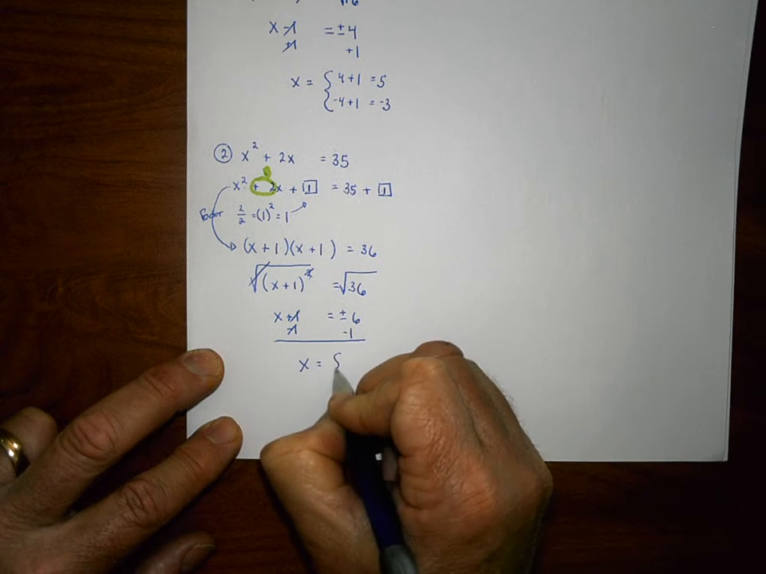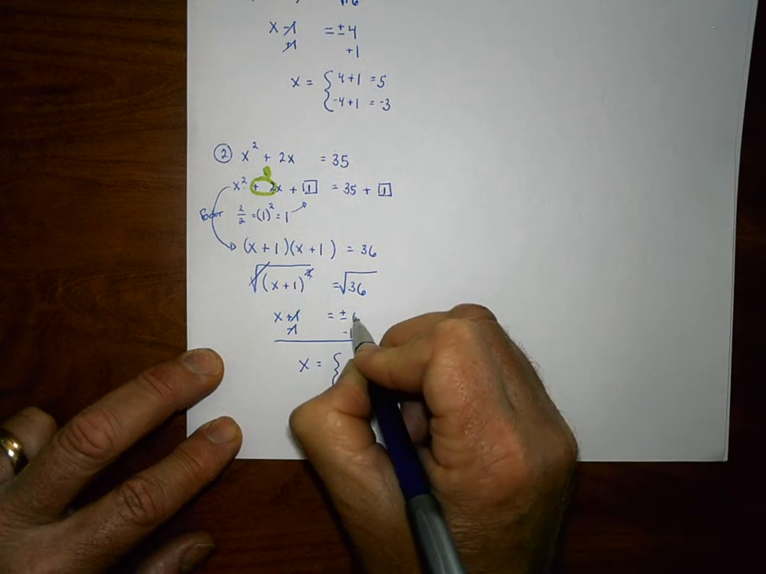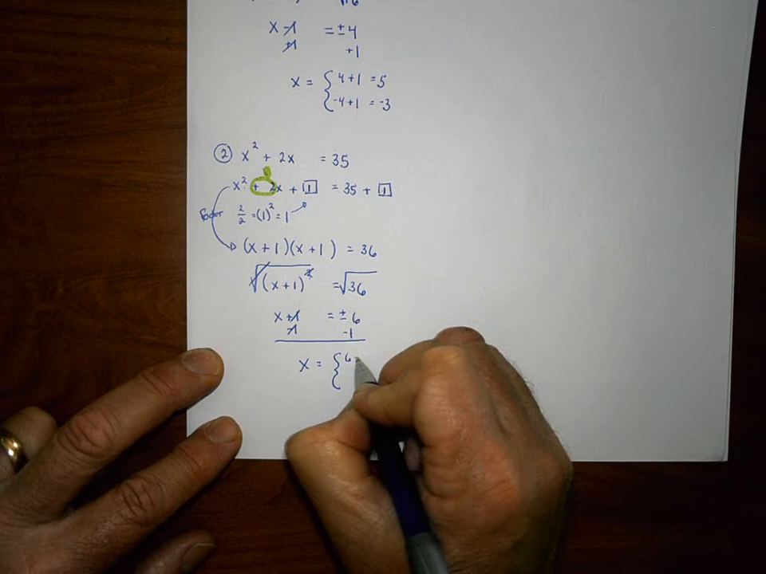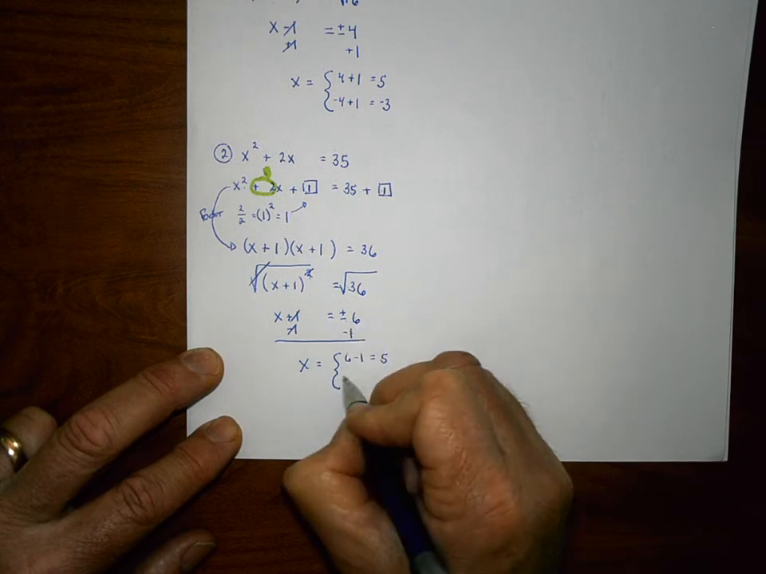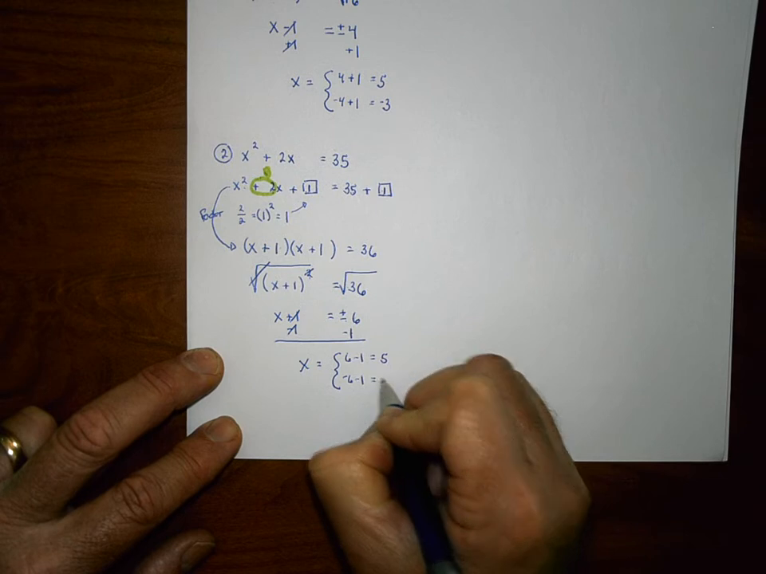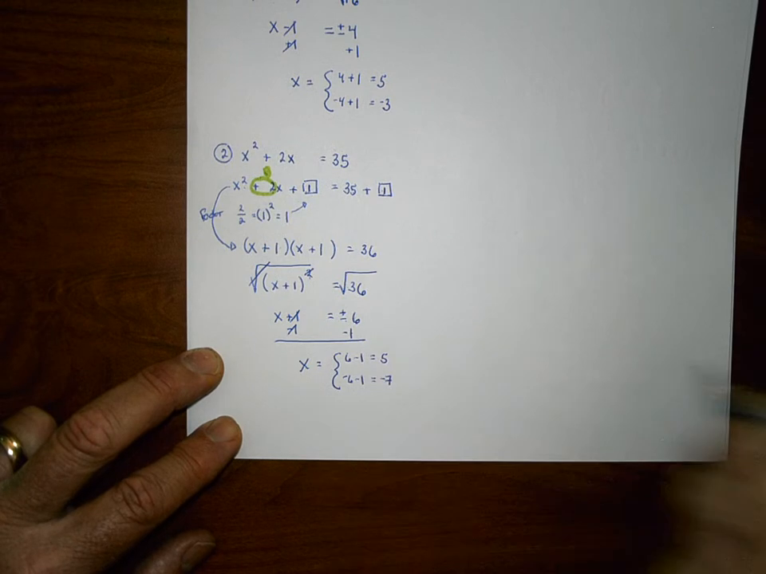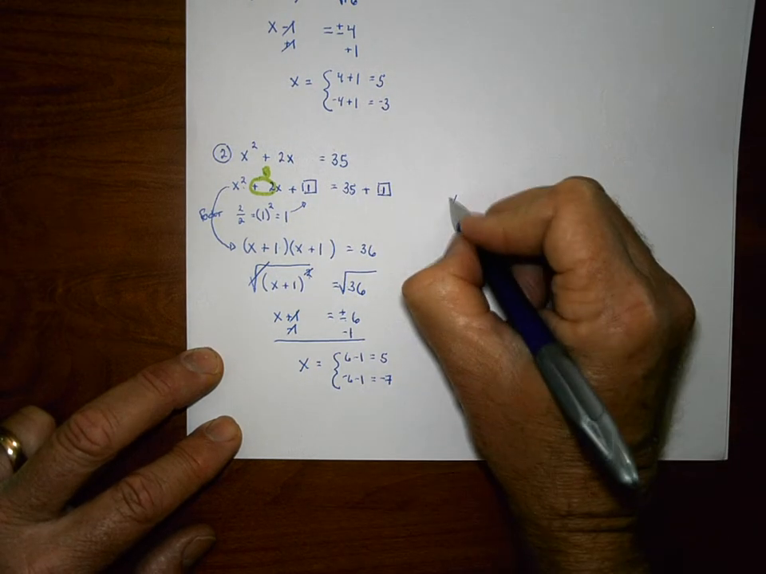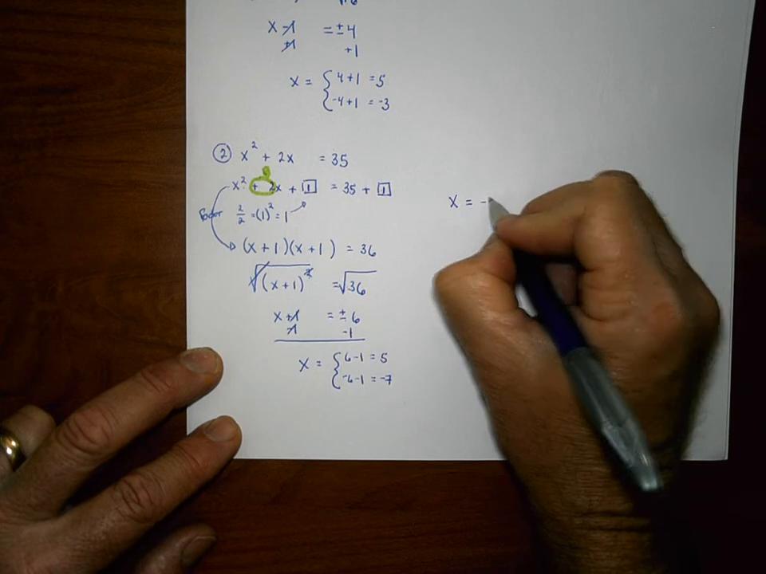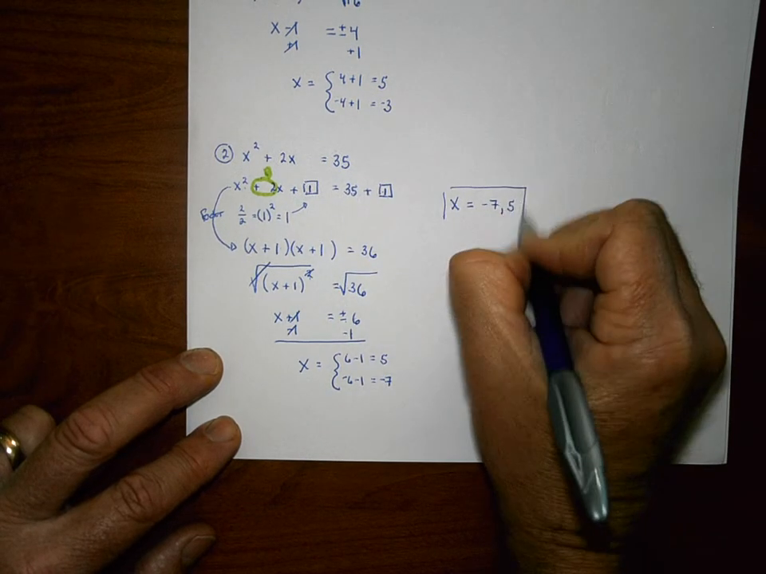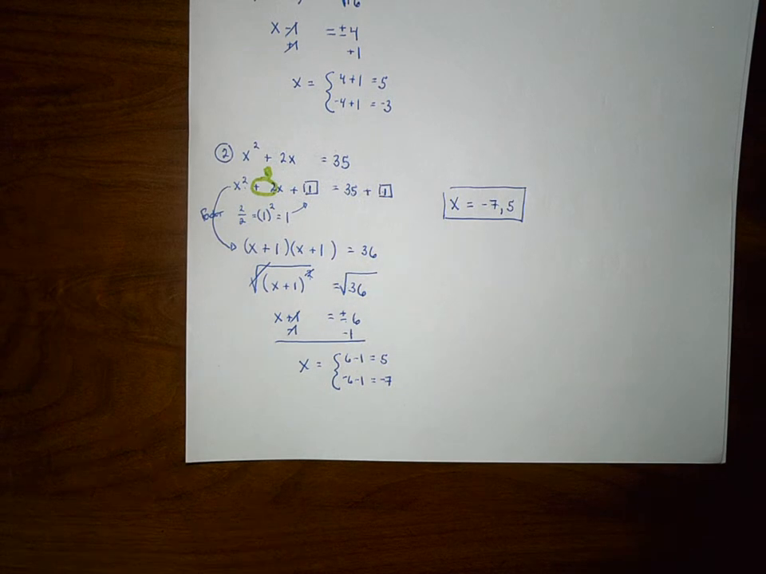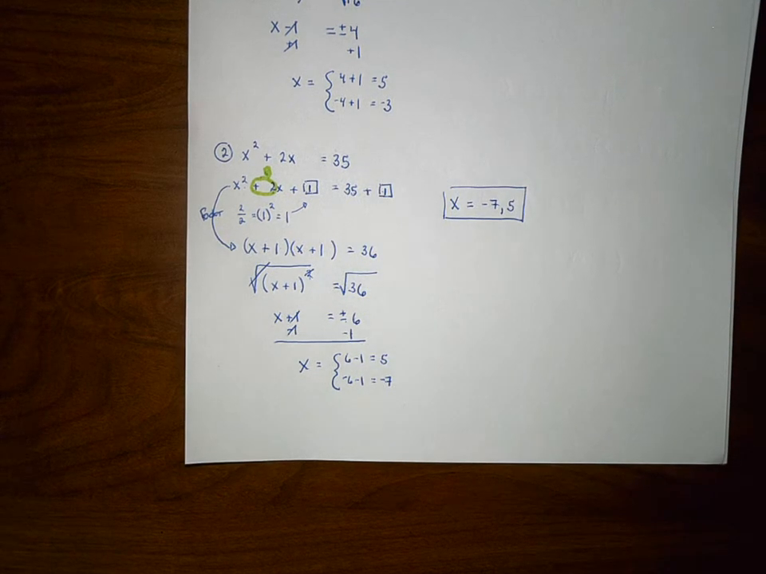And my 2 answers for x would be positive 6 minus 1, which is 5, and negative 6 minus 1, which is negative 7. All right? So my 2 answers would be x is equal to negative 7 and positive 5. So that's how we would go about doing a problem like number 2, where we get that answer there.